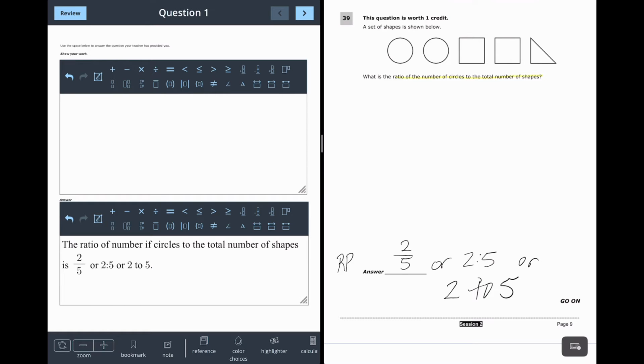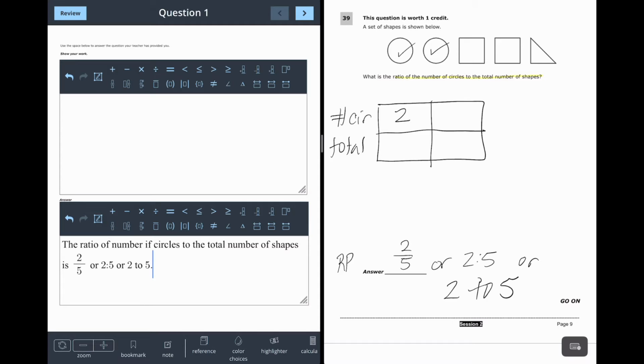Now, if you're not sure how I got 2/5, I would have started my ratio square, and I want the number of circles to the total number of shapes, and there are only 2 circles out of 5 shapes. So with my second one, I just had to put it in simplest form, and I can't simplify 2/5. It's already in simplest form, so that's my answer. And that's it. All right, so go back and check your work.